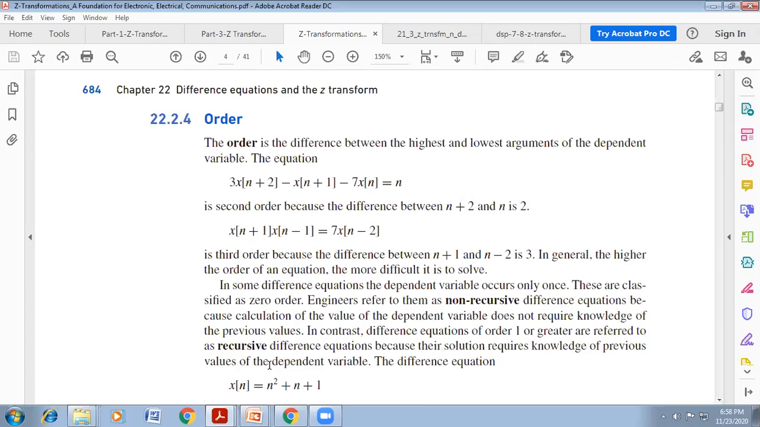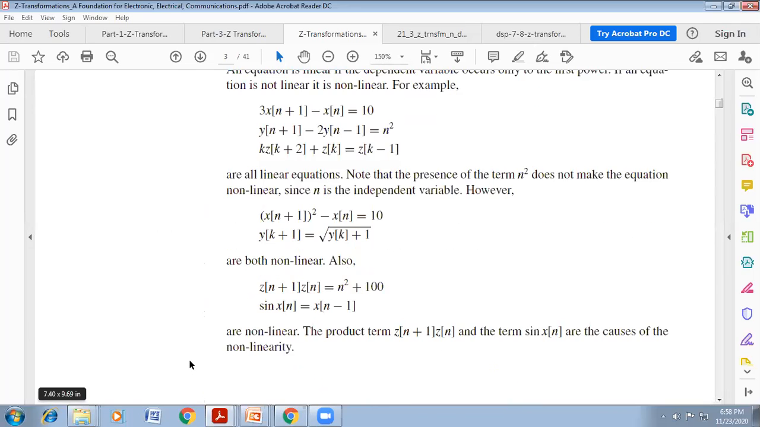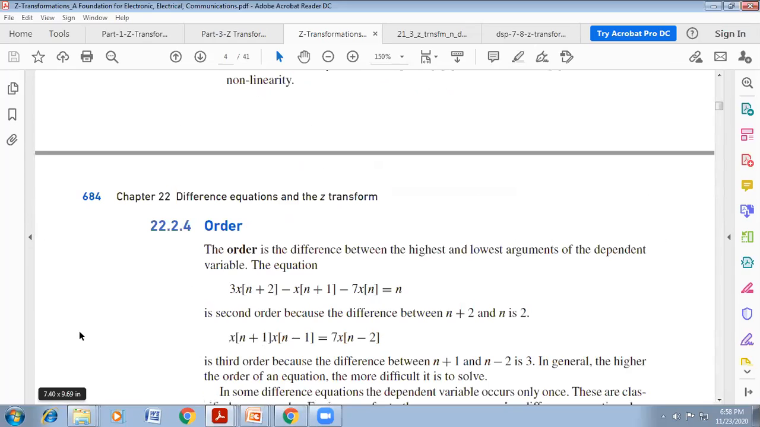Now what will be the order? Actually, there is a similarity between difference equations and differential equations. You must know the degree of linearity and non-linearity of differential equations; you must have studied that in first or second semester. But in difference equations we are now learning about the order. The order of the difference equation is the difference between the highest and lowest arguments of the dependent variable.